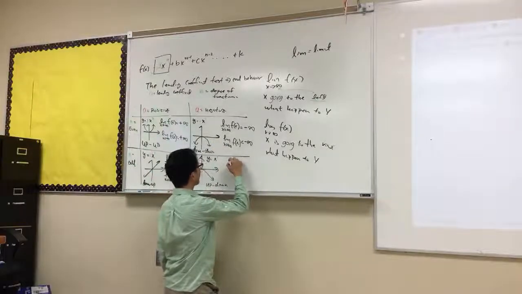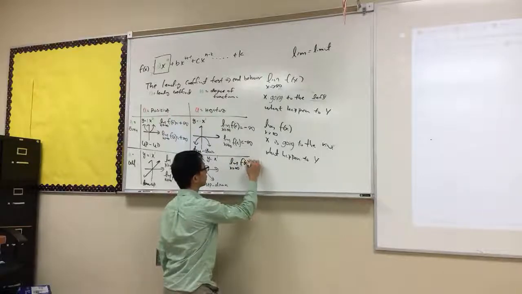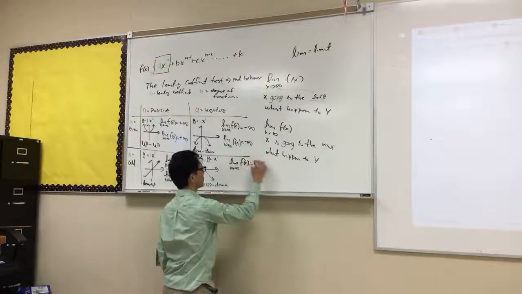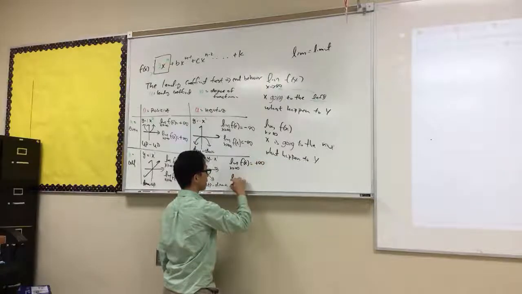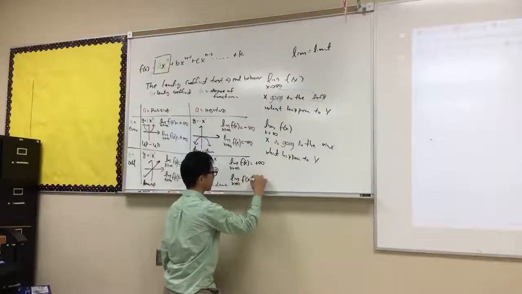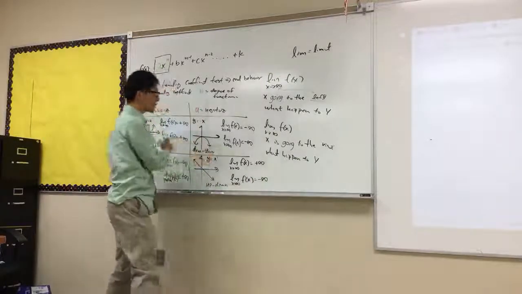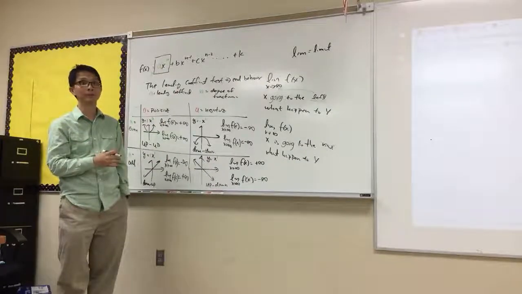Now I'm going to do the last one. What happens to the limit as x approaches negative infinity of f of x? Here, it's going to what? Positive infinity. Limit as x approaches positive infinity of f of x is equal to what? Negative infinity. And that's it. That's the leading coefficient test. This cannot be anything easier.